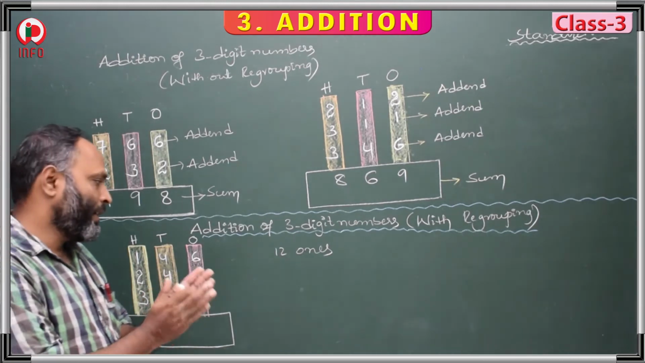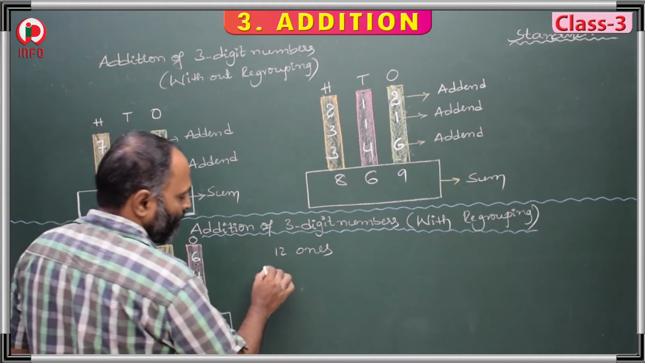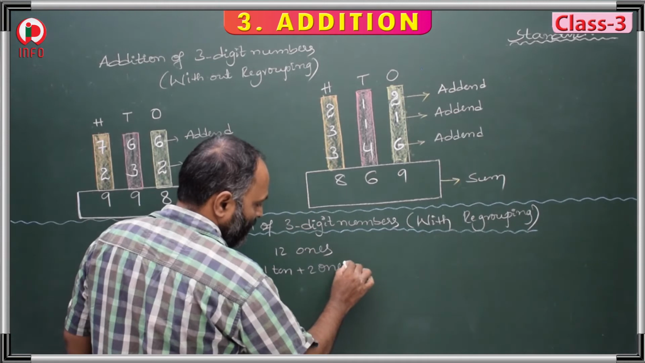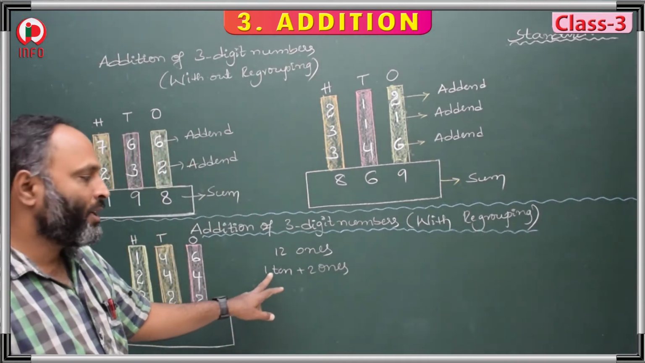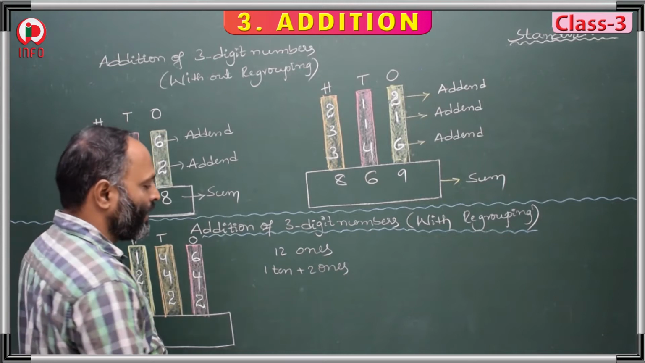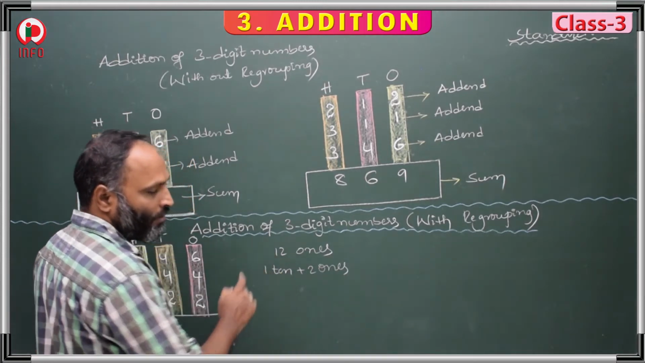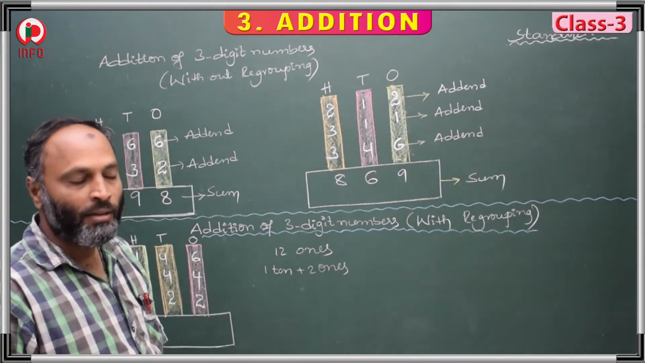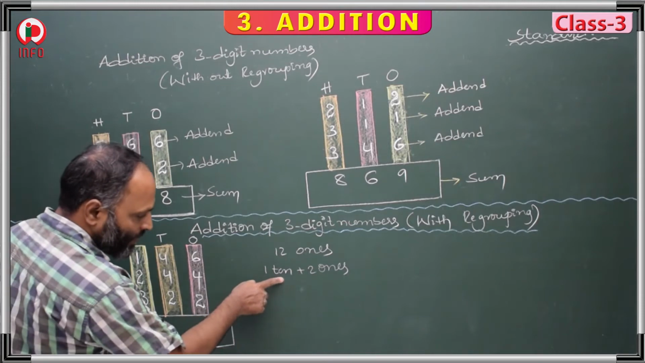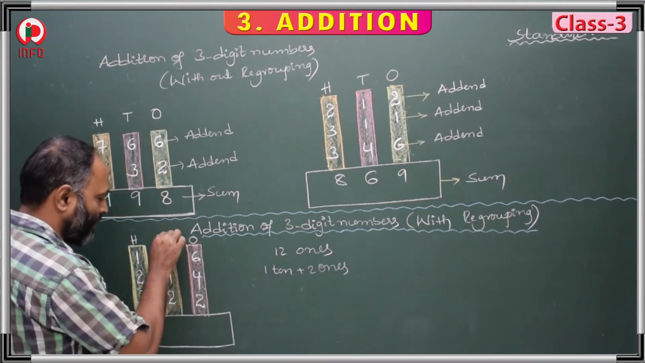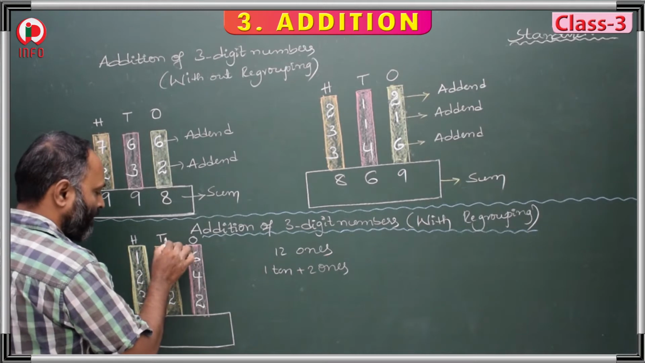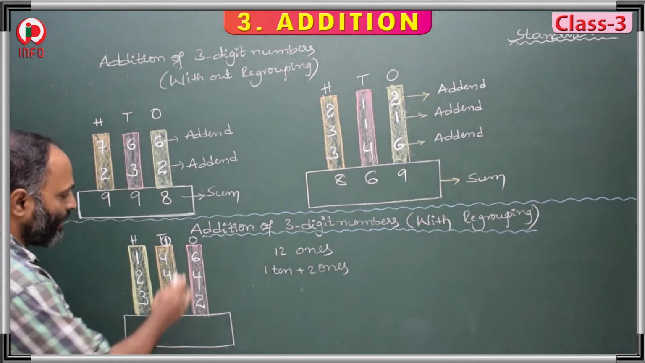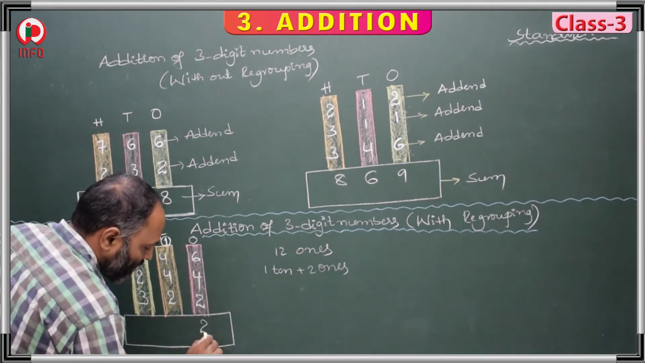We have to divide into tens and ones. So 1 ten plus 2 ones. Here 1 ten, that is 10, plus 2, 12. We will get 12. So 1 ten plus 2 ones is 12. In the place of tens we have to keep 1, and 2 is in ones place.